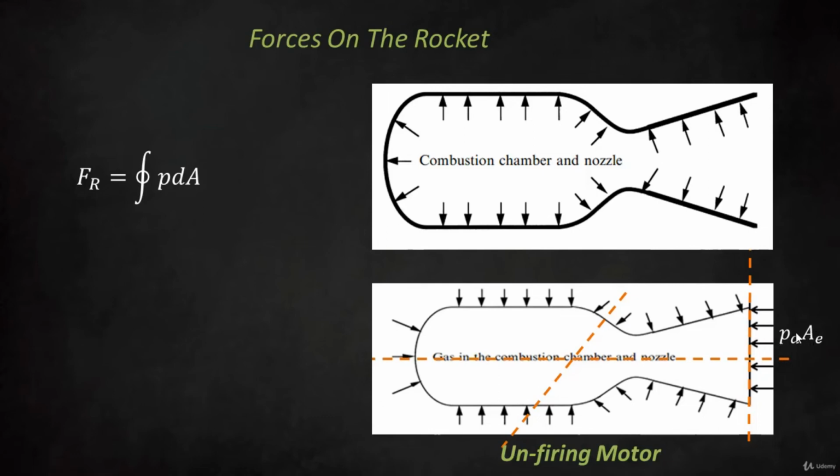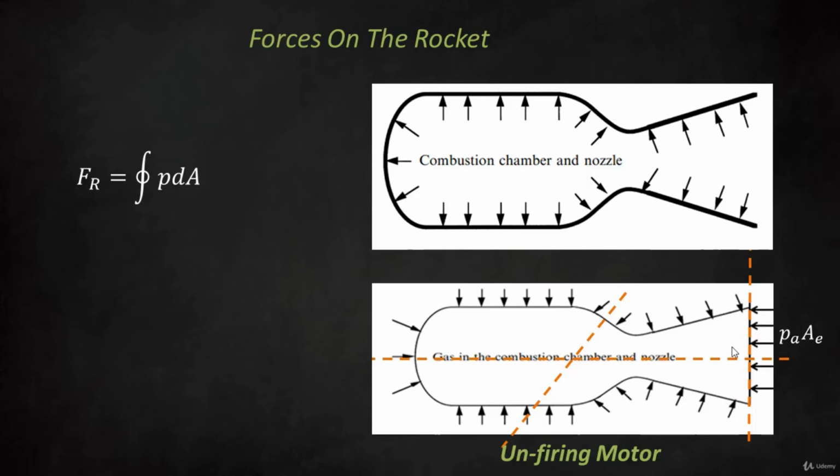So what we concluded is that the forces on this side are equal to the forces on the other side of the plane. So PA AE is equal to these forces due to the atmospheric pressure. And this is for an unfiring motor, but in a real case we've got a firing motor. The motor is of course running.